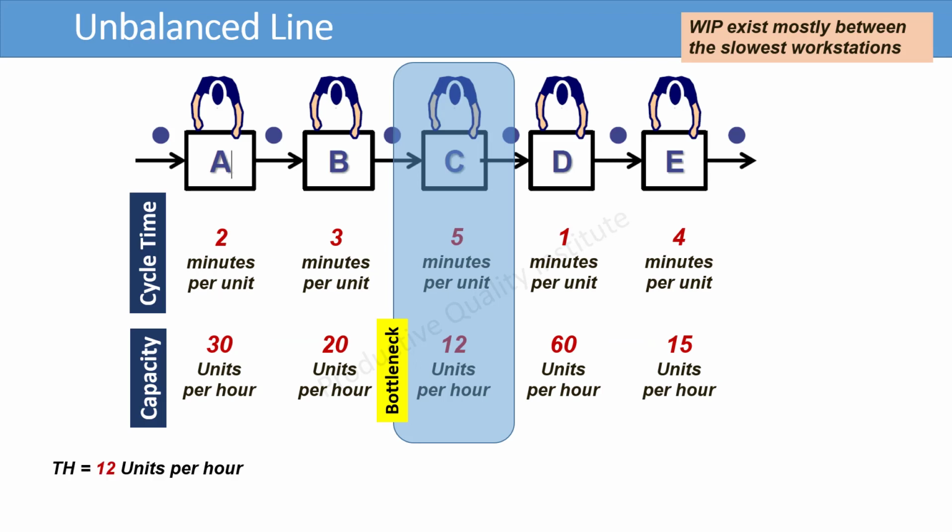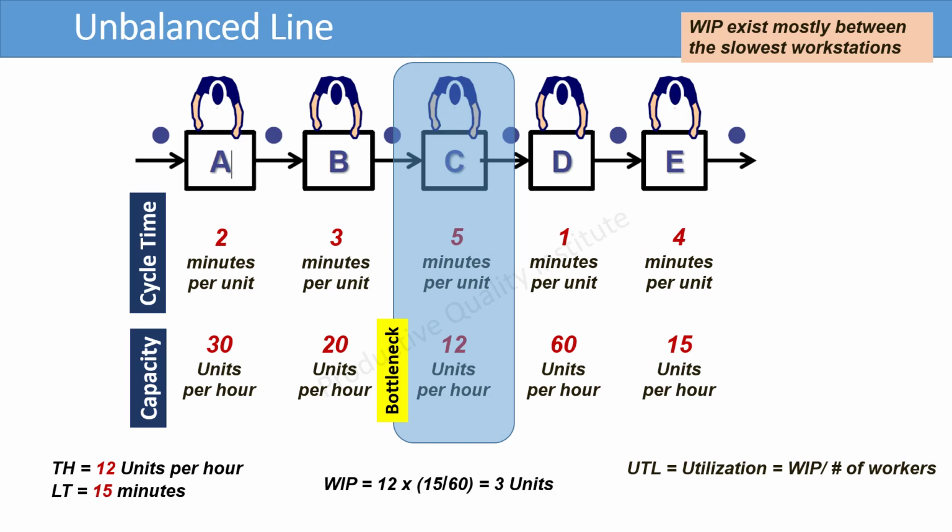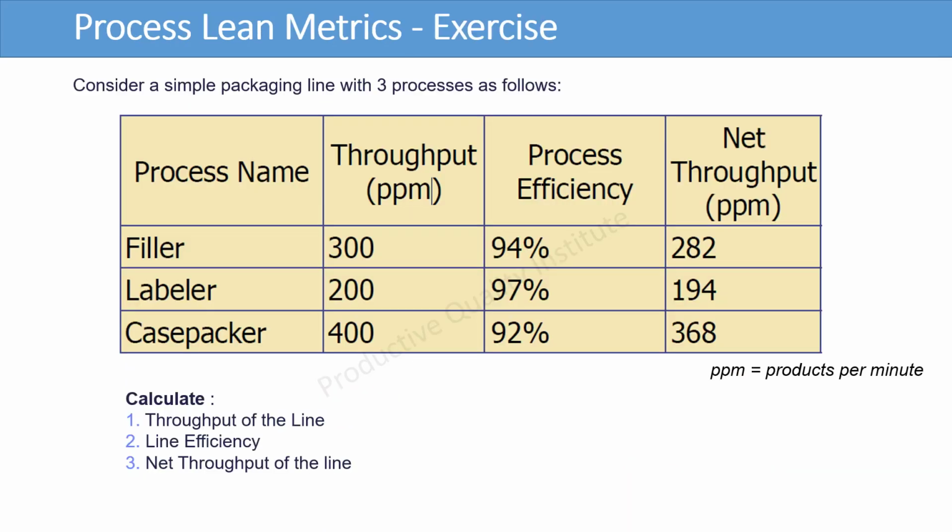Throughput is equal to 12 units per hour. Lead time is equal to 15 minutes. WIP is equal to 12 times 15 divided by 60, which is equal to 3 units. Utilization is equal to the WIP divided by the number of workers, which is equal to 60%.